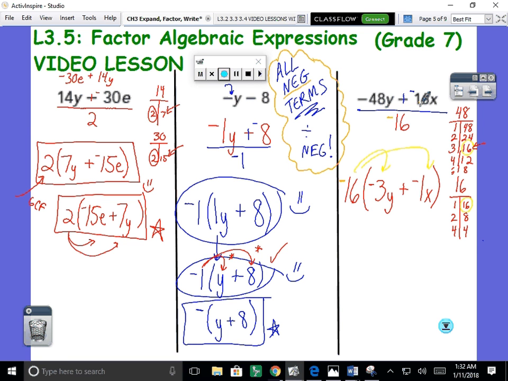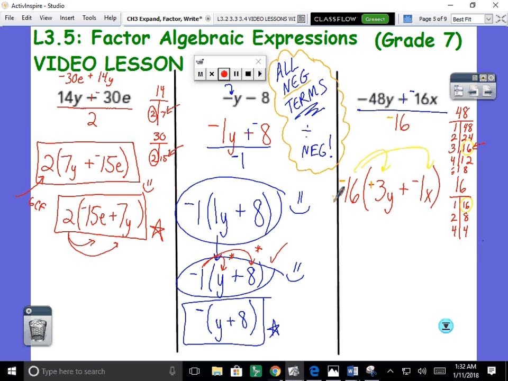Well, that's going to change things. Negative 16 times negative 3y would get me the wrong thing up here. Get me a positive 48y. So how's that going to change this? This would have to be a positive term instead. Positive 3y times negative 16 gets me the negative I want. Good. How about this next one? Negative 16 times a negative 1x. Oh, that'd get me a positive 16x. This is no good. So I need to rethink that.